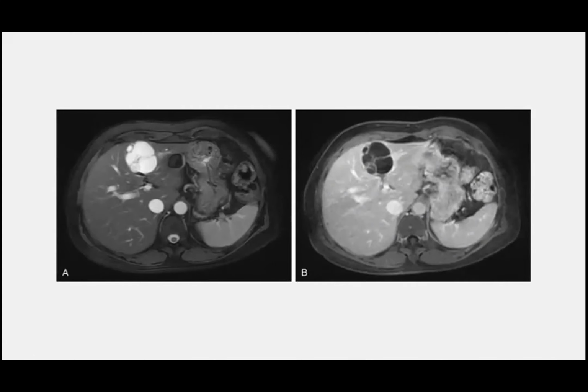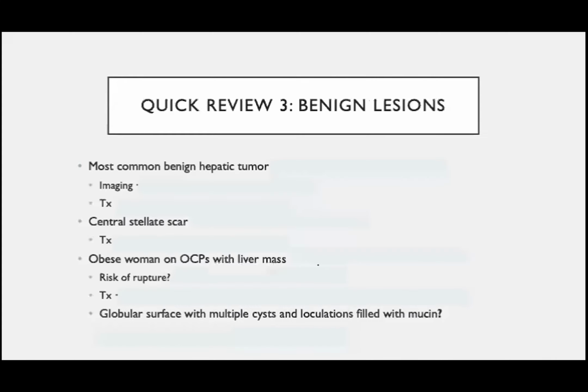Next, another quick review on benign imaging. So team 5, do you want to take these questions?